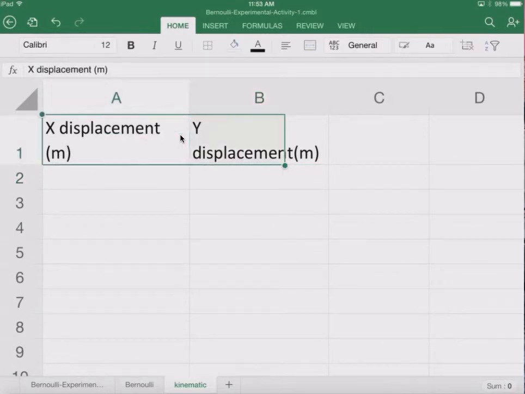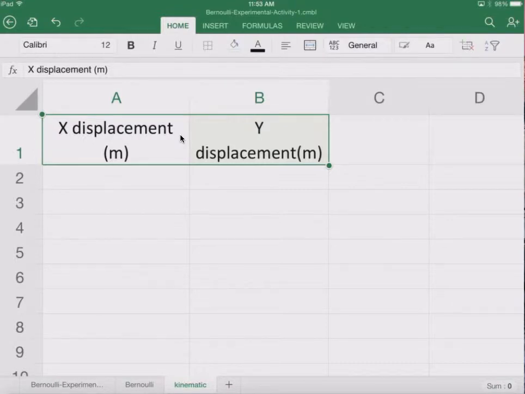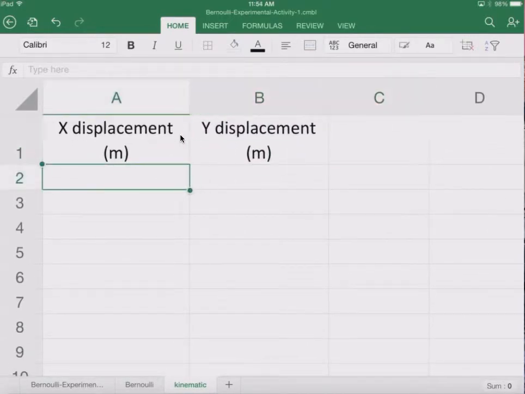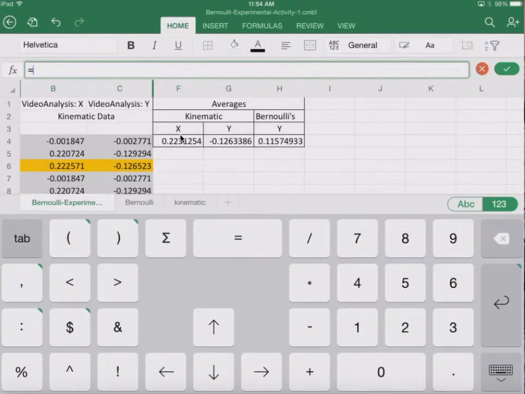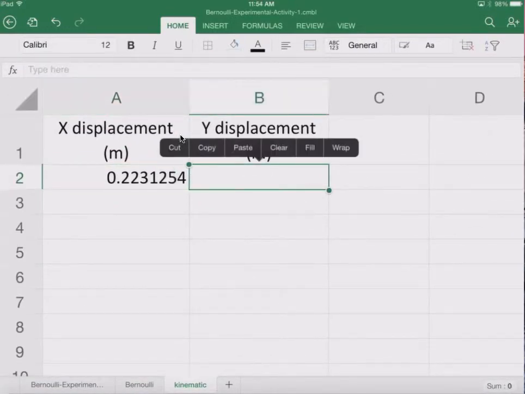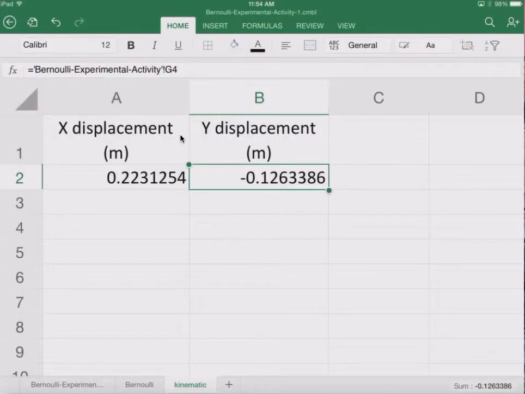Okay. So let's go ahead and center and then middle. Let's put a space in between there, and let's just go ahead and get that information. So this is equal to our x displacement, return, and then we have our y displacement. We'll do the same thing here. So we have y right there. So we successfully brought both of those over.